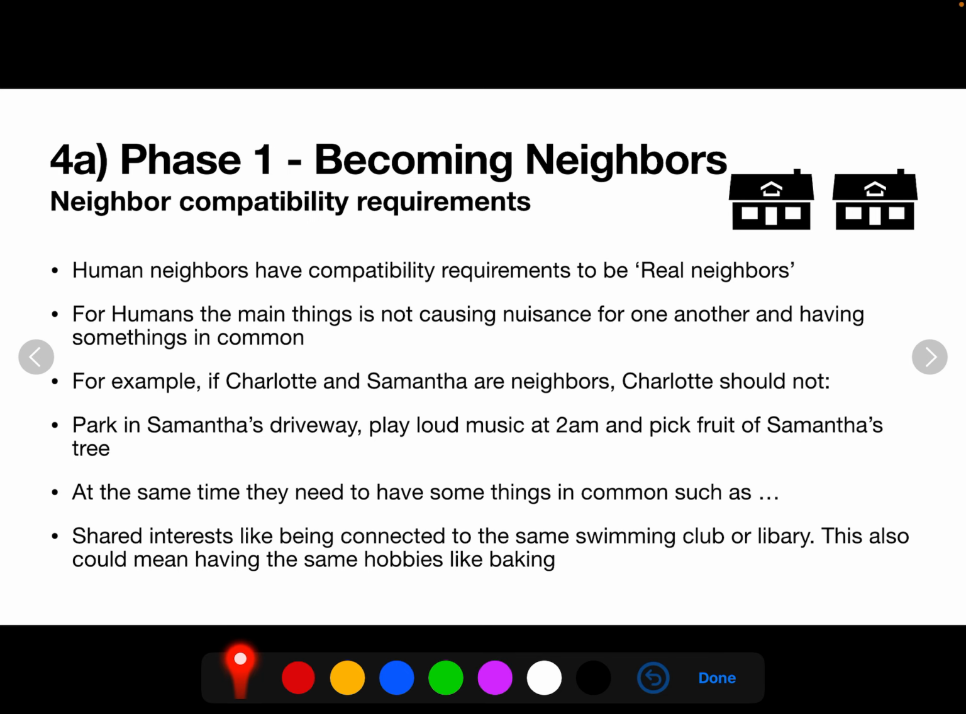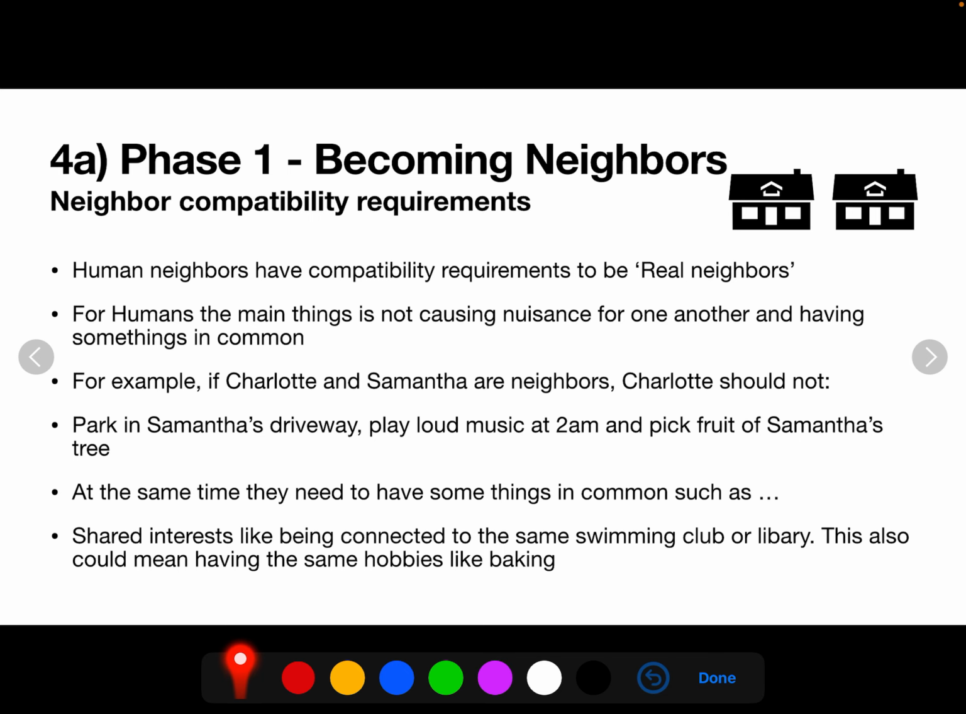For example, Charlotte and Samantha are neighbors. To not cause a nuisance, Charlotte should not park in Samantha's driveway, she should not play loud music at 2 a.m. when Samantha's sleeping, and she should not pick fruit off Samantha's tree. In order to be compatible, they need to agree by some unspoken rules: you're not going to park in my driveway, you're not going to play loud music at night, you're not going to take fruit off my apple tree in my garden.